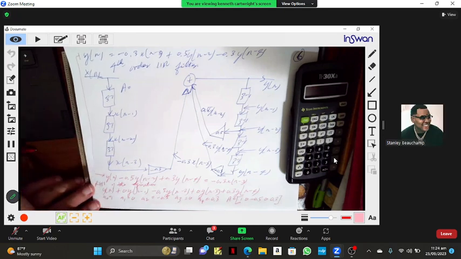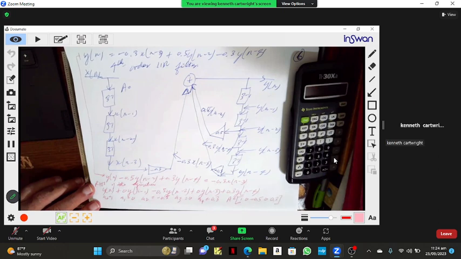Dr. Cartwright, yes. When writing the outputs on the other side of the equation, is it a formality for the Y delays to be before or after the X delays? Well, it doesn't really matter. All right.